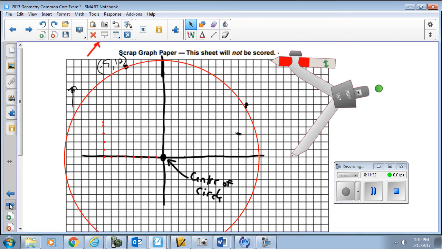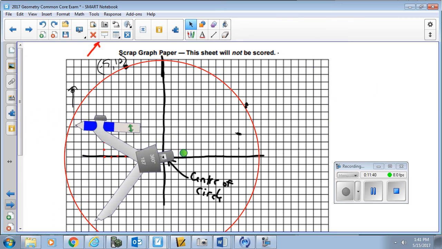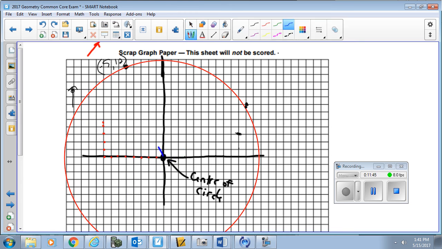Okay? Now, if we know a point on our circle, this point right here, we actually can figure out the radius. We can figure out the radius by using the Pythagorean theorem. So we have, this would be 5. Now, this is going to be 12.